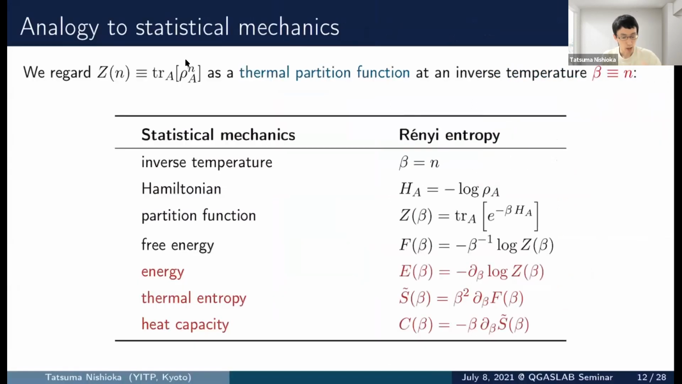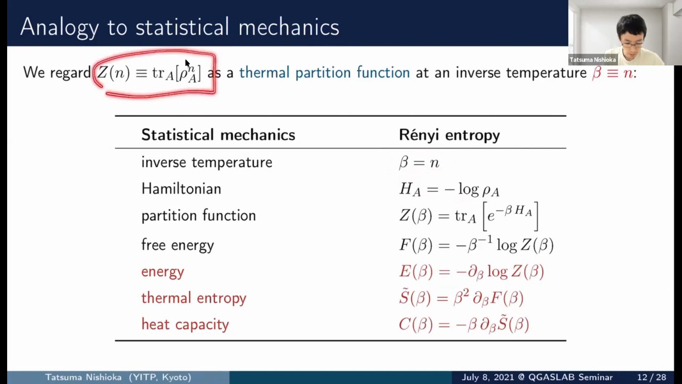Okay, so this is entanglement entropy or Rényi entropy. But once you regard the partition function on the n-fold cover as a thermal partition function at an inverse temperature beta equal to n, you can define quantities analogous to statistical mechanics. In statistical mechanics, you have temperature, Hamiltonian, partition function, free energy, et cetera. You have an analogy to the thermodynamic quantities for the Rényi entropies. Namely, you identify the inverse temperature beta as the parameter n, and you identify the Hamiltonian as minus log of rho A.